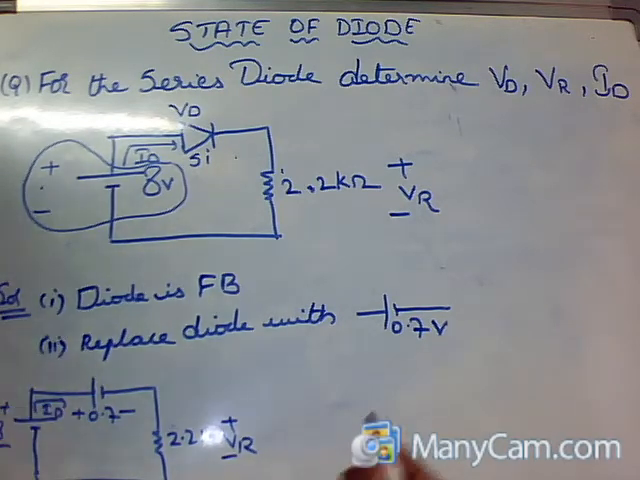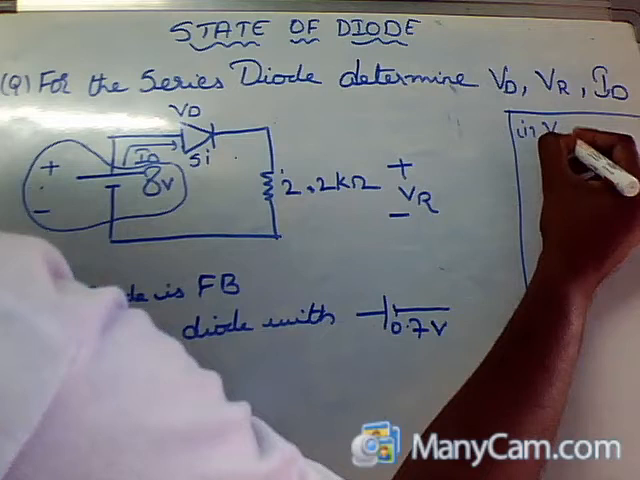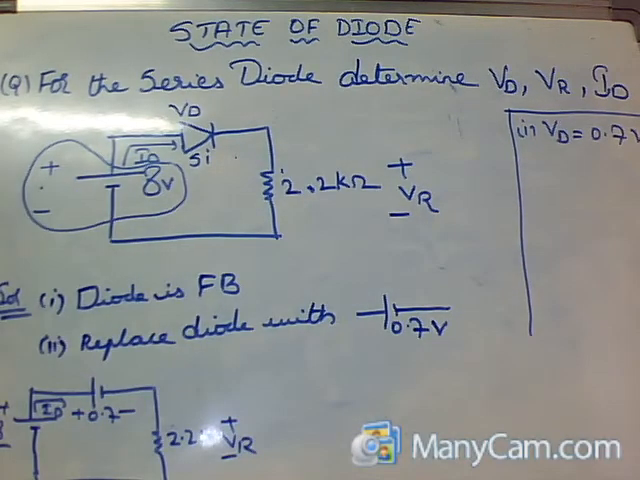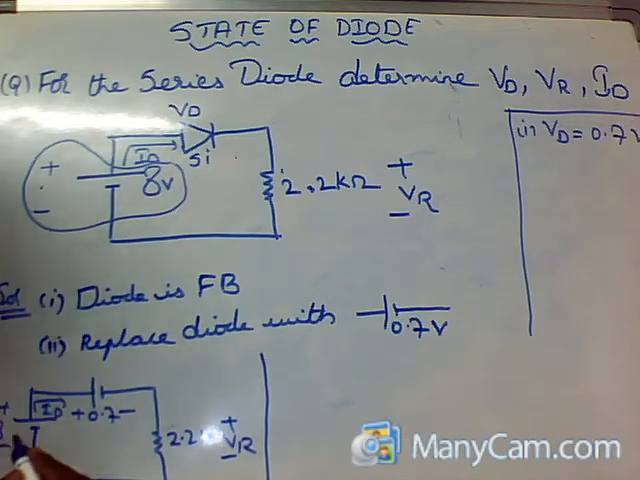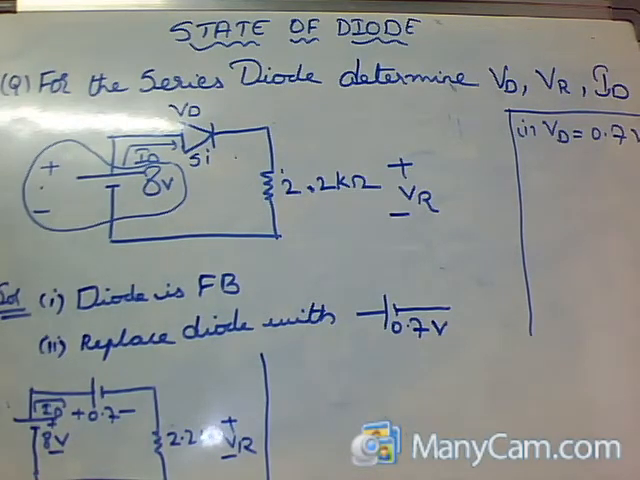So by looking at the problem, we have already found the first one: VD is 0.7 volts. Now by applying KVL to the loop, we can find VR, right? So how will you apply KVL? Let us consider in this manner. Let me write 8 volts here, it is not visible.